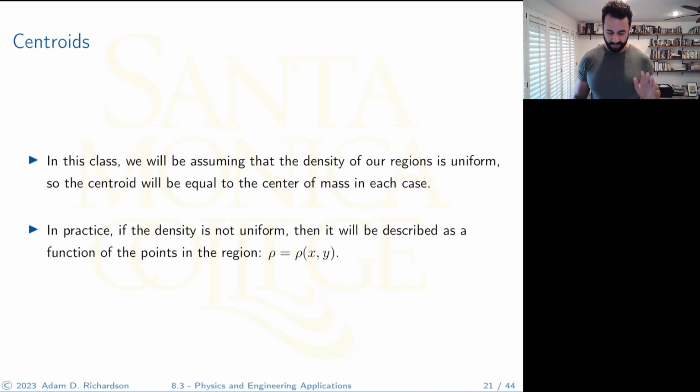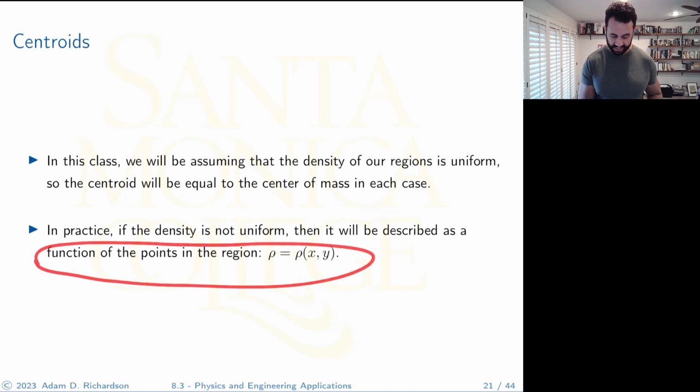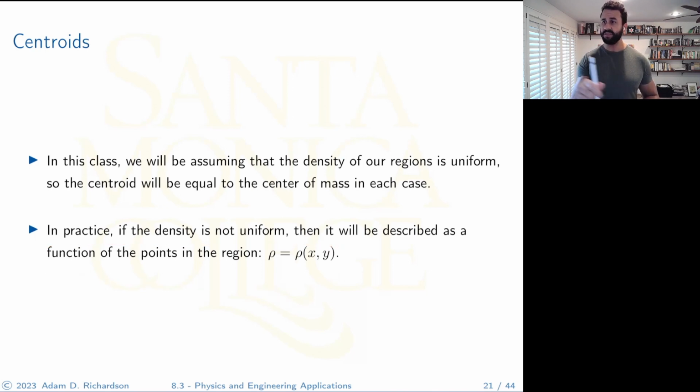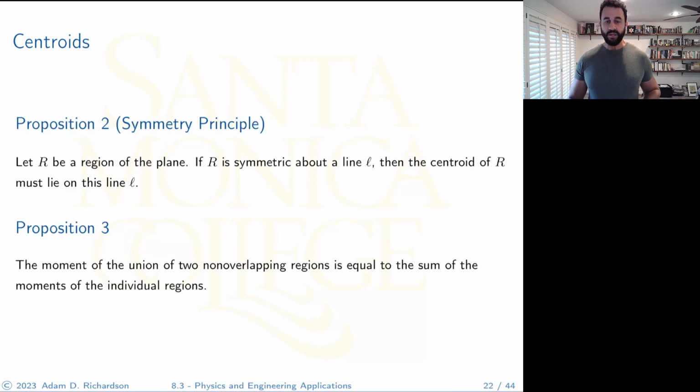In practice, if the density is not uniform, then the density is described as a function of the points in the region. Basically, the density depends on where you are. So you get a density function, a function of x and y. You plug in the x coordinate and the y coordinate, and it tells you the density at that point. For us, because it's going to be uniform, we don't need it as an explicit function of x and y. We can just call it some number, a constant.